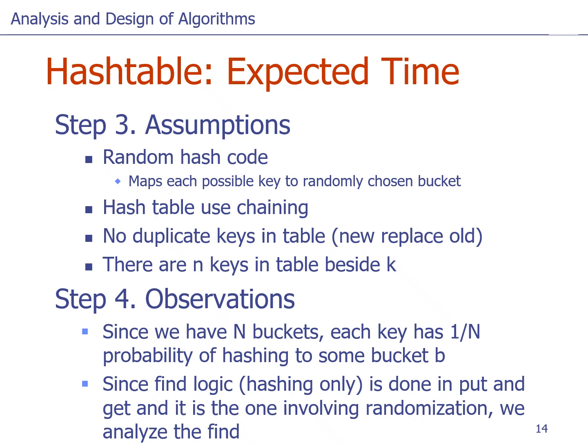So if I get key 10 and I have 5 buckets, the probability of key 10 going to bucket number 1 is 1 over 5. The probability of key 10 going to bucket number 2 is 1 over 5. The probability of key 10 going to bucket number 3 is 1 over 5. Why? Because I have 5 buckets. Since I'm picking any one of them randomly, the chance of going to any one of those buckets is just 1 over the total number of buckets.